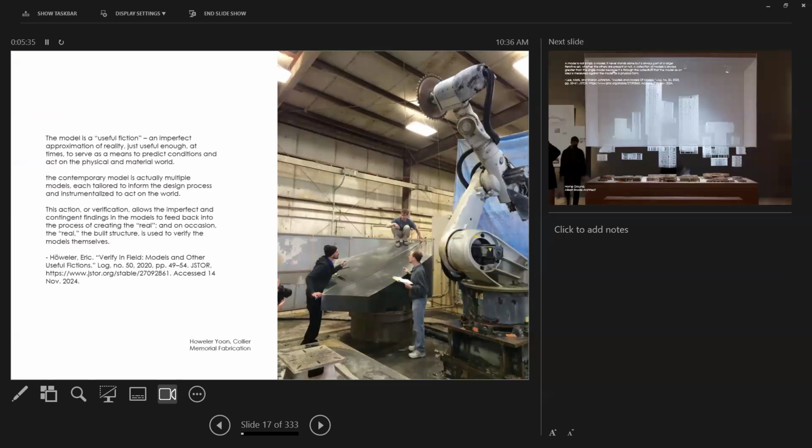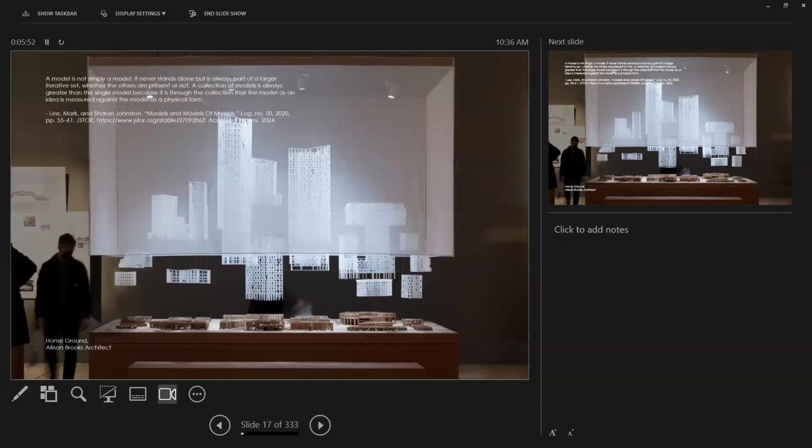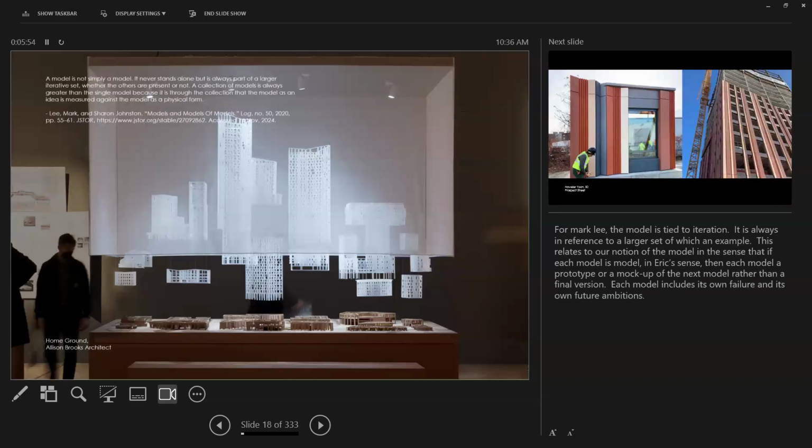He also says a model is a useful fiction, an imperfect approximation of reality, just useful enough at times to serve as a means to predict conditions and act on the physical and material world. I think this idea of the model as an abstraction, as an approximation, as a tool, rather than a representation, is very important in today's world. Mark Lee's essay talks about how the model is tied to iteration. It's always in reference to a larger set, of which it's an example. And this relates to the notion in our class that each model is a model for the next model, a prototype or a mock-up rather than the final version.